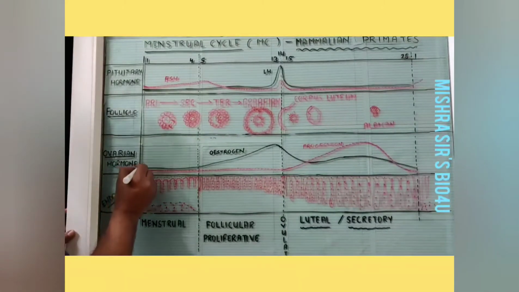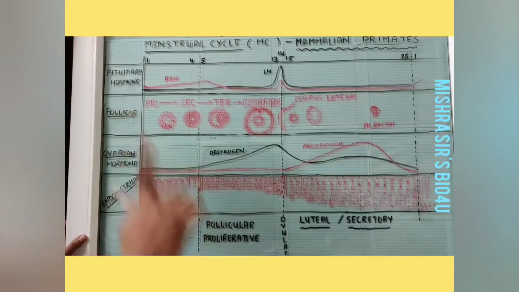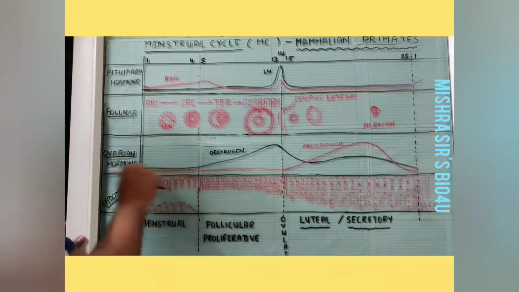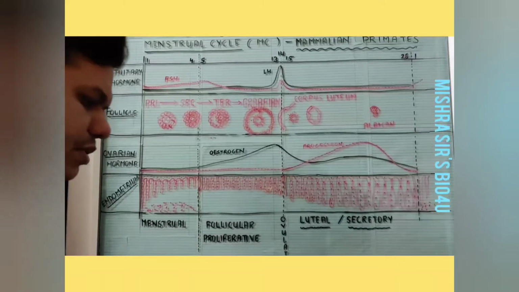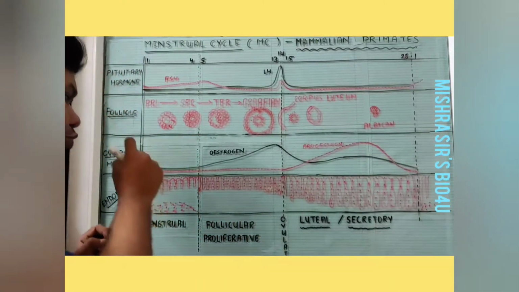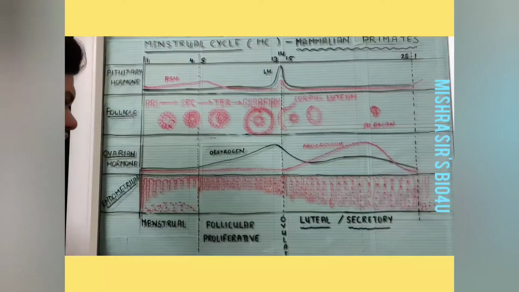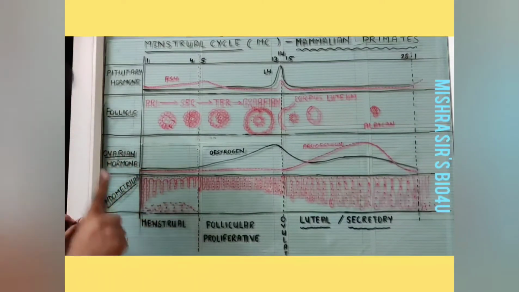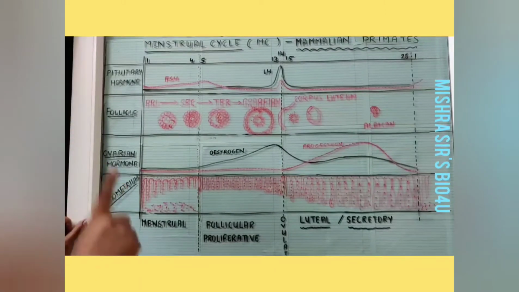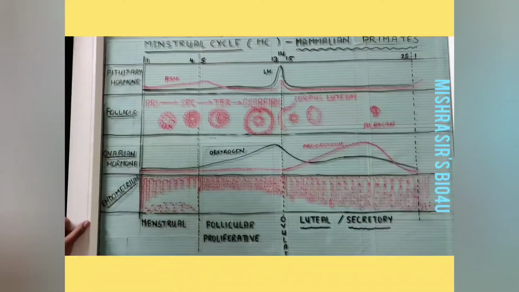Let us consider what happened on the first day of the menstrual cycle. Here the level of estrogen and progesterone is very low. Because of the low level of estrogen and progesterone, the endometrium starts breaking. Remember, the endometrium can remain healthy only if estrogen and progesterone are present. If not, the endometrium starts breaking. The endometrium is a highly vascular layer, so when it breaks, blood starts coming out through the vagina.